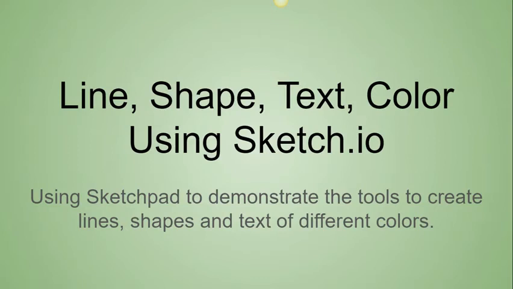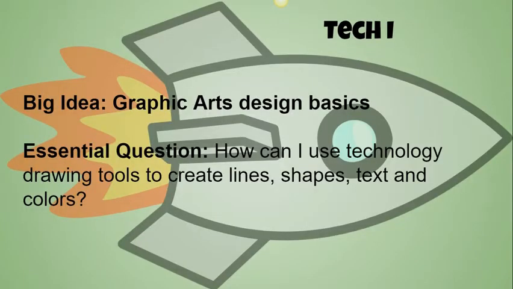Dowd, and this is another lesson using Sketch.io, also known as Sketchpad. Sketch.io is the website, and Sketchpad is the app that we use, in this case, to demonstrate the tools to create lines, shapes, and text of different colors. So the big idea is graphic arts design basics. And the essential question is, how can I use technology drawing tools to create lines, shapes, text, and colors?